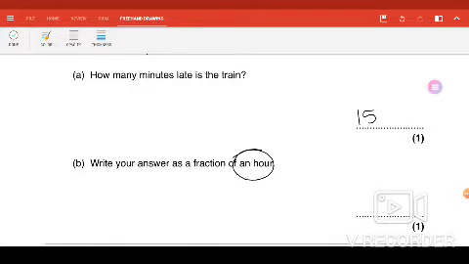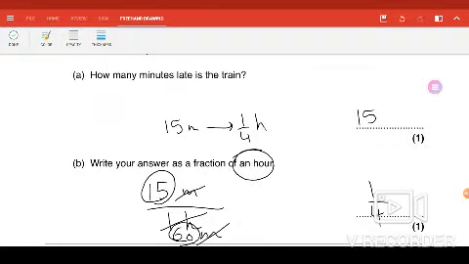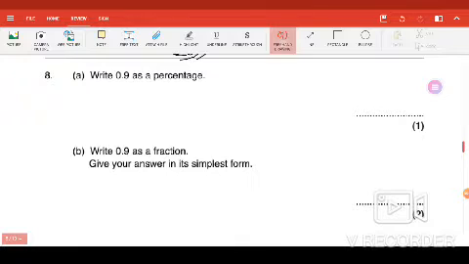Write your answer as a fraction of an hour. We have 15 minutes over how many minutes in 1 hour. So you can replace this by 60 minutes. Now you have the same units, you can divide 15 over 60, it will be 1 over 4. Or you know that 15 minutes is a quarter of an hour. You can do it mentally, by your knowledge, or you can work it out.